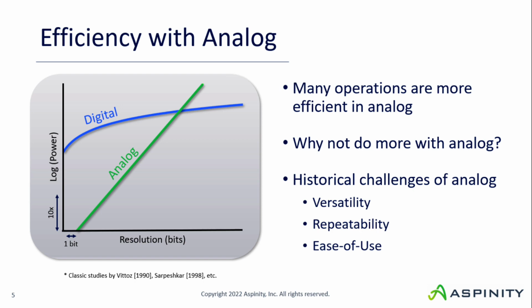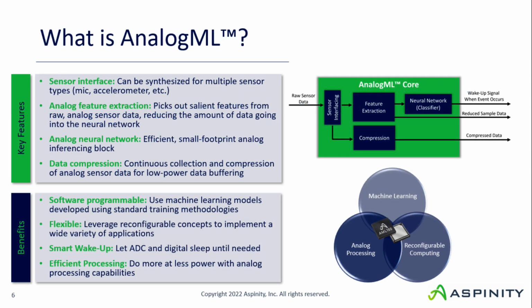And additionally, with digital systems, you can get a lot of repeatability. It's easy to get the same result from chip to chip. All these things can be a big challenge with analog systems in the traditional sense. So we're going to spend the next few slides talking about our AnalogML core and talking specifically about how we address these issues with analog so that it makes it easy to work with analog systems and get really good results out of them.